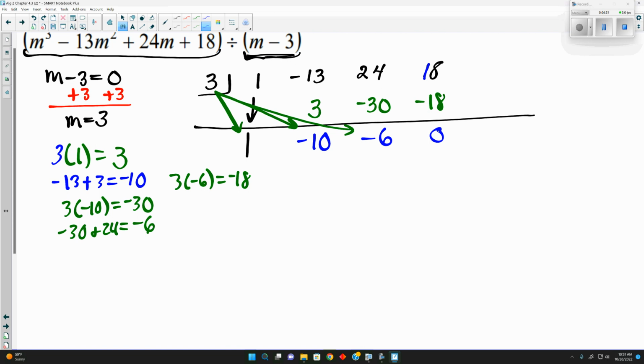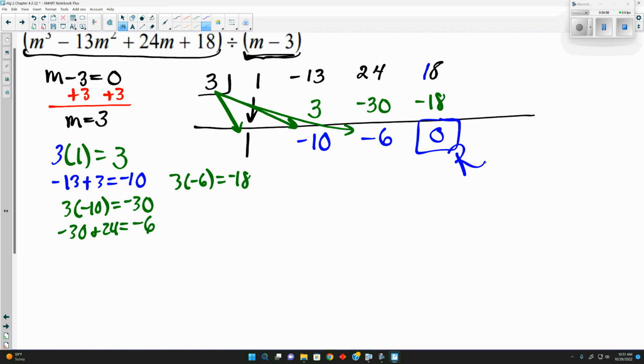Do we have another number after that, guys? Face forward. I always box the last number for these here. That is our remainder. So this here is our remainder.